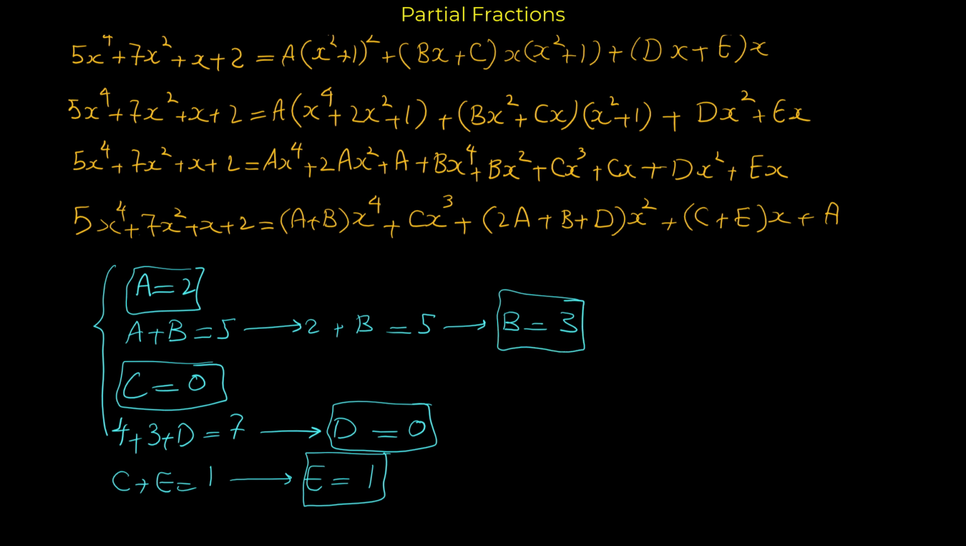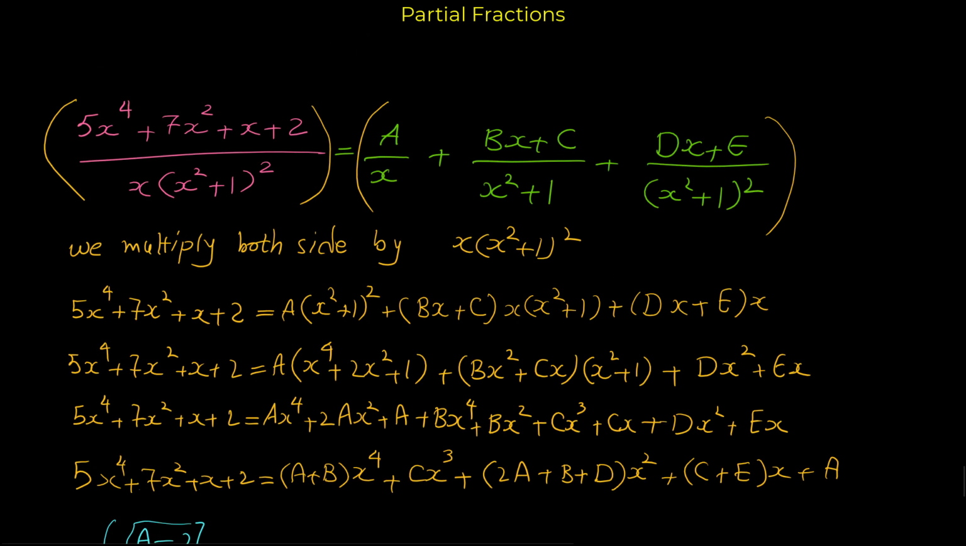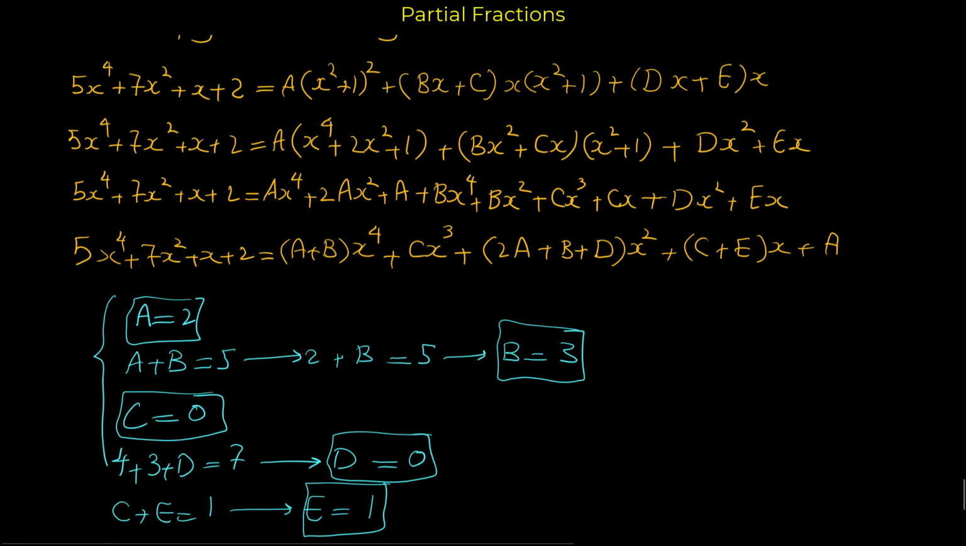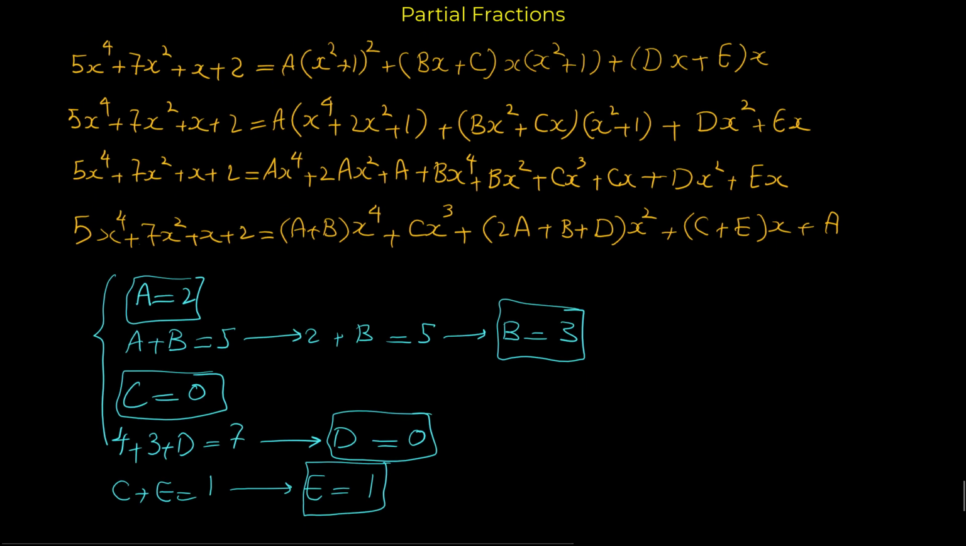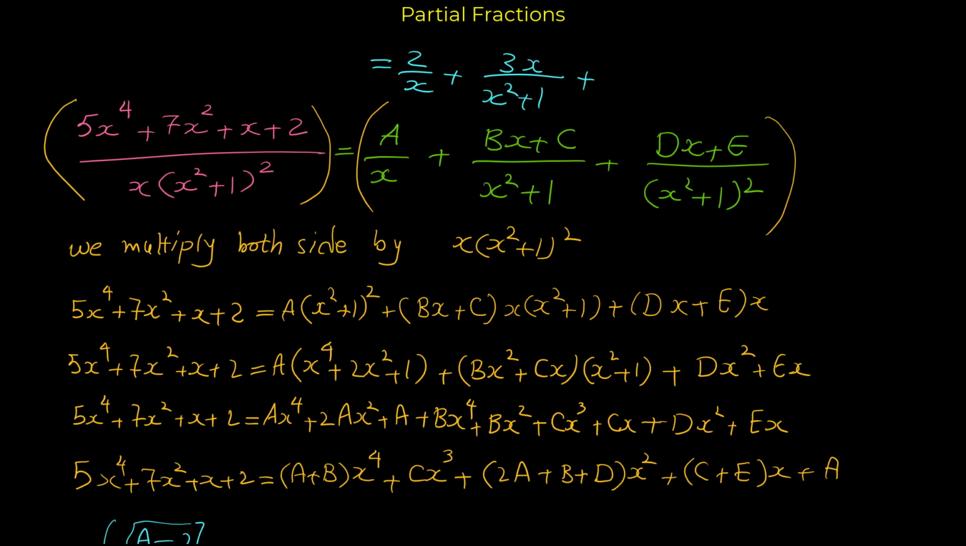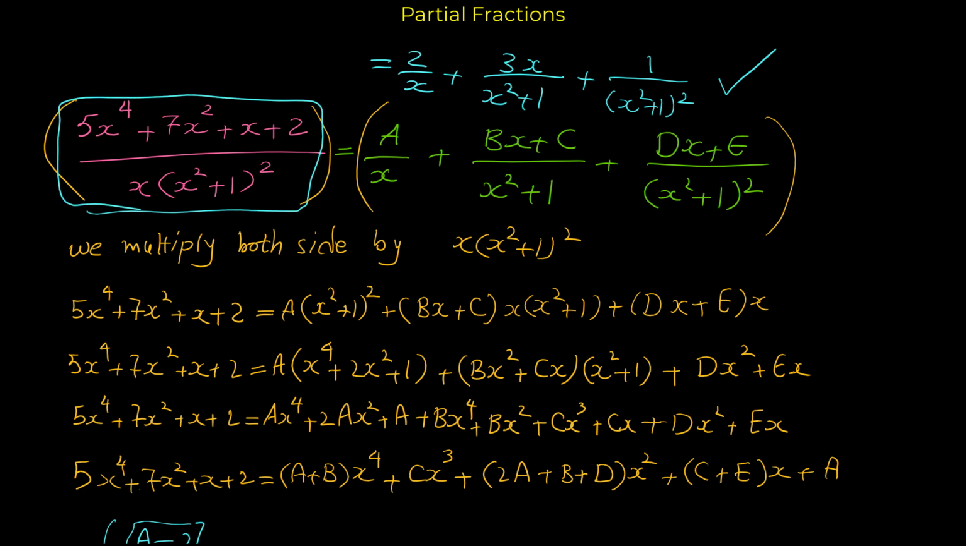Now that we have all the coefficients, we can plug in these values in the partial fraction decomposition form that we had. So a is 2, so the answer is 2 over x plus bx, which is 3x, c is 0, so just 3x over (x^2 + 1). dx, d is 0, but e is 1, so we don't need to write 0x. Plus 1 over (x^2 + 1)^2. And this is the final answer for the partial fraction decomposition of this expression.